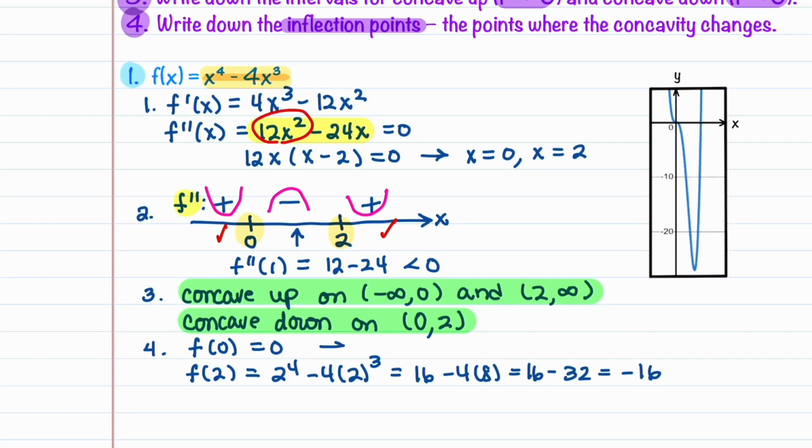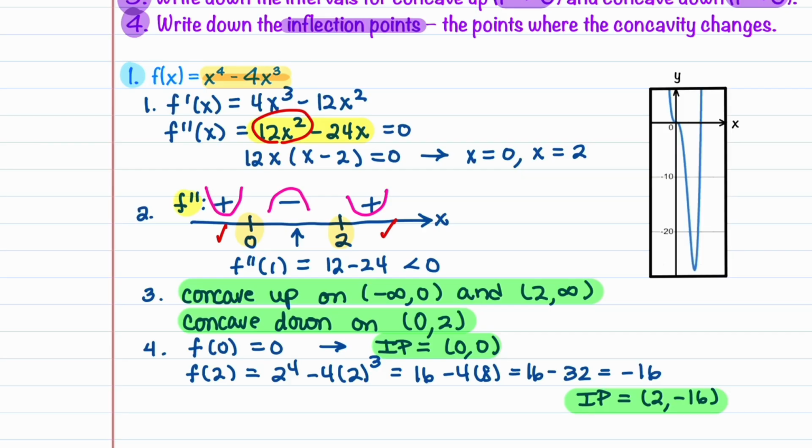So we can say for f of 0, we have an inflection point equal to 0, 0. And we'll highlight that. And then for x is equal to 2, we have an inflection point equal to 2, minus 16. And we'll highlight that.